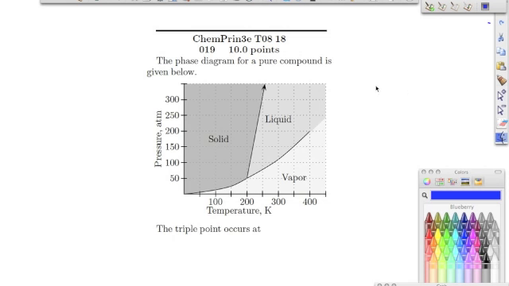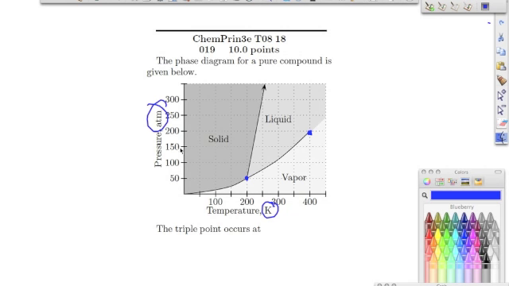Okay, moving on to number 19. It says the phase diagram for a pure compound is given below. Okay, and it says the triple point occurs at where? Now, realize that when we're looking at this, we have solid, liquid, and gas, and this represents pressure in atmospheres and temperature in Kelvin. Up here, we call it our critical point. It's up here, and then our triple point is going to be down here.